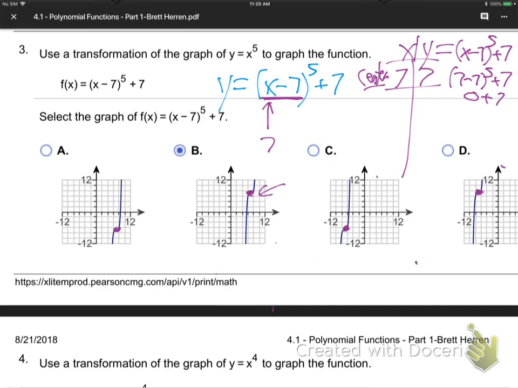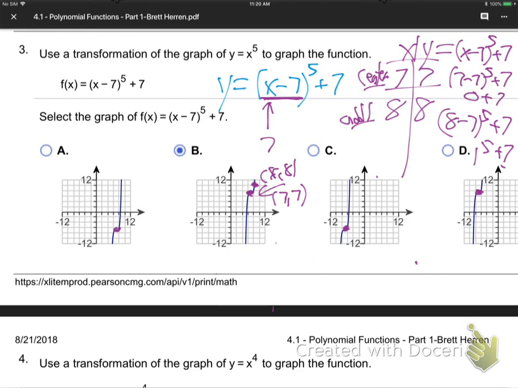Now, you could do one more point if that's helpful. Add one. You don't have to. At this point, you know the answer. Add 1, plug in 8, be 8 minus 7 to the 5th plus 7. That'll be 1 to the 5th plus 7. That's just 8, huh? 8, 8, which sure enough, 8, 8 is a little bit further up and in. 7, 7's there. It's all looking good. That's the right graph.